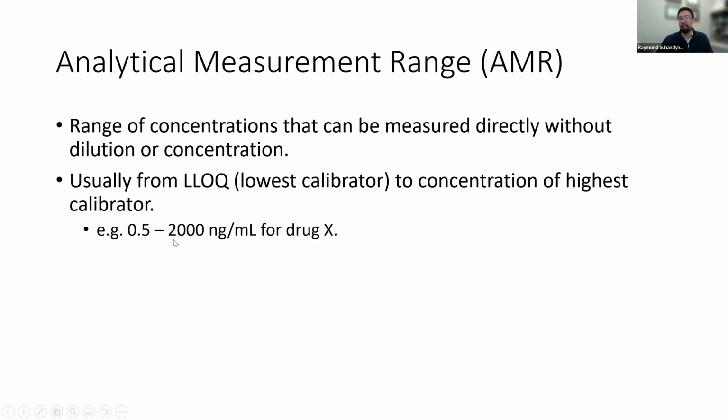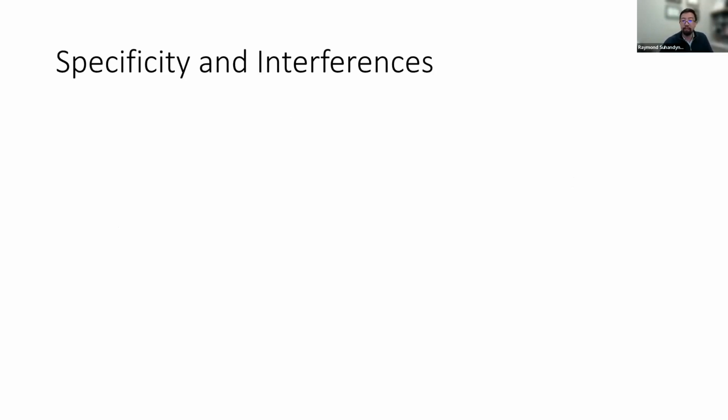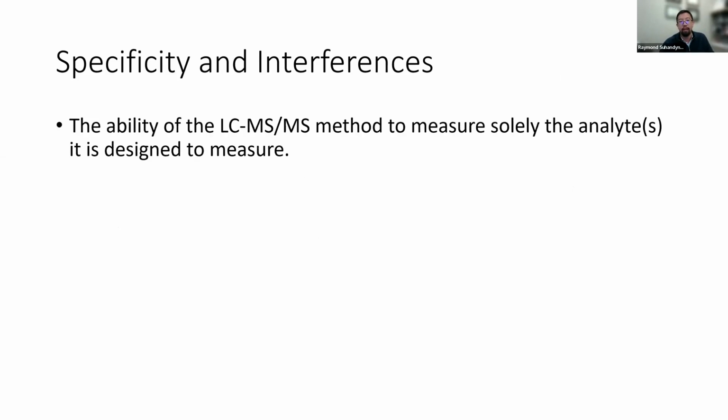So typically when they exceed the range, we report it out as less than LLOQ or greater than ULLOQ, the upper limit of quantitation. Specificity and interferences is next, and this is something that's really important to think about. It's really the ability of your LCMS method to measure only your analyte of interest.